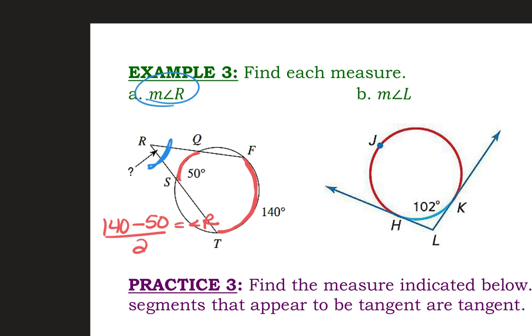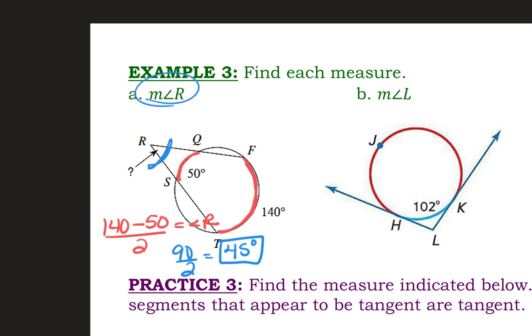Okay, so then what's 140 minus 50? 90. Good. What's 90 divided by 2? That's 45 degrees. And that's one that's just straightforward. That means I gave you the two numbers. It's just a matter of subtracting and dividing by 2.